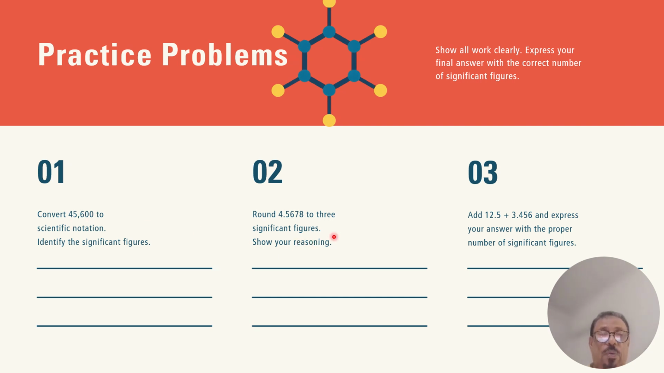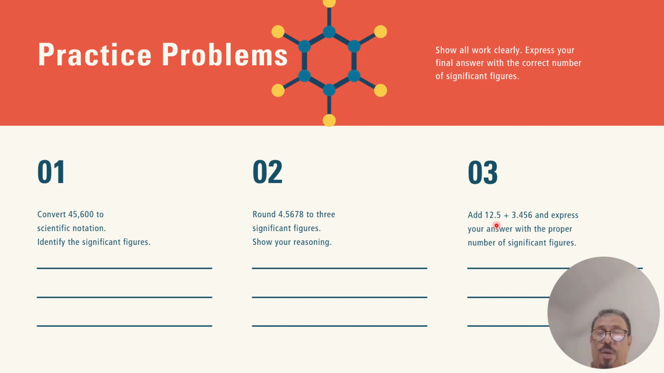Round this to 3 sig fig. Look here, this is a very interesting question. 4.5678. Can you answer it? You need only 3 sig fig. So you're going to remove 7 and 8. You're going to cancel them. But you cannot do that without rounding up. So 4.5. Then when you remove the 7, the fourth digit, it is 5 or higher. So you're going to round the 6 to 7. So it will be 4.57.